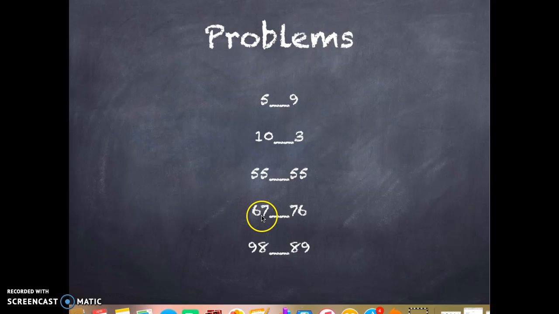This one might have been a little more confusing because the numbers are flipped. The same numbers are used. They're just in different order. But you guys caught that, so good job.